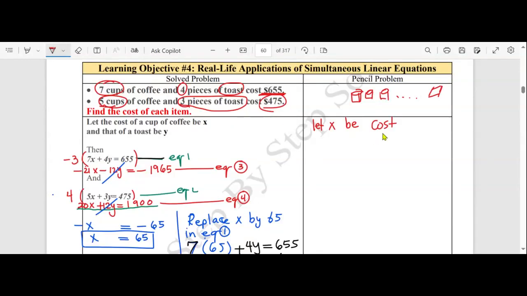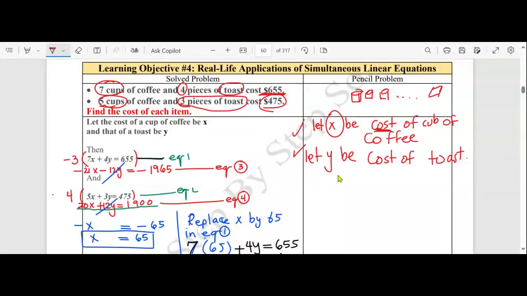So what is missing is the cost. Cost of what? Of a cup of coffee, okay? So we say this is x, right? And what about y? Let y be the cost of what? Yes, pieces of toast. So we'll let x and y. We'll say 7 times the price; we don't know the price, so we say 7x, plus we don't know the price but we know how many pieces, 4 times y.